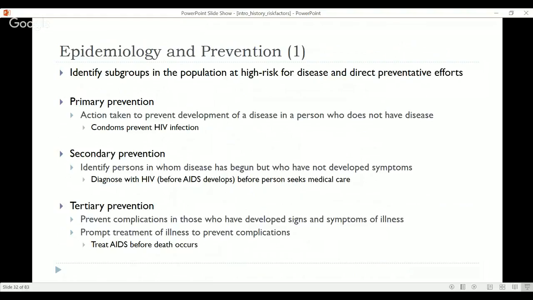Tertiary prevention is preventing complications in people who have gone on to develop signs and symptoms of illnesses, and then treatment of illnesses to prevent complications. So this is like trying to treat AIDS before death occurs.